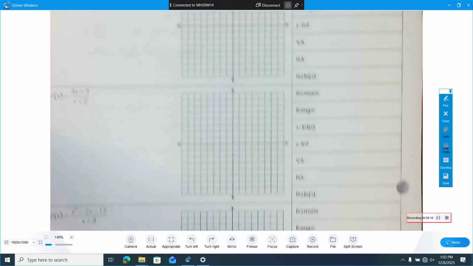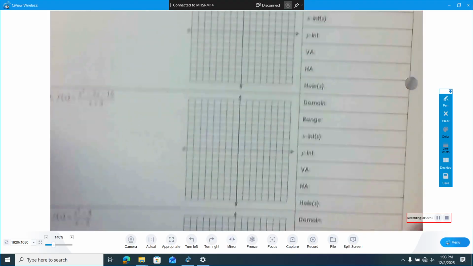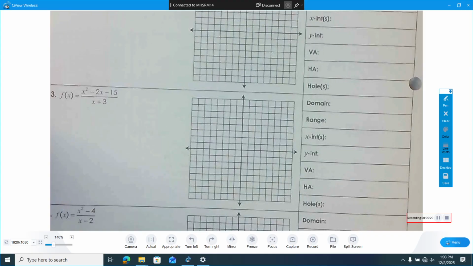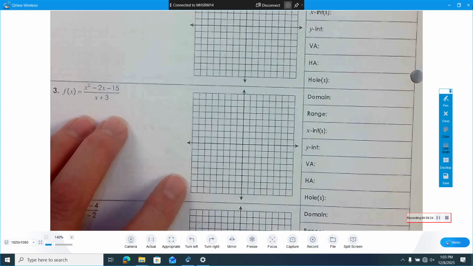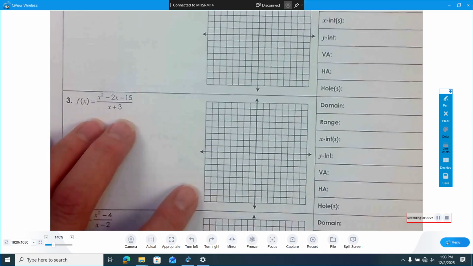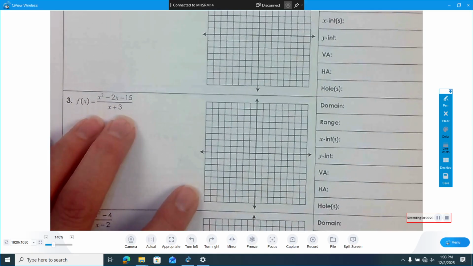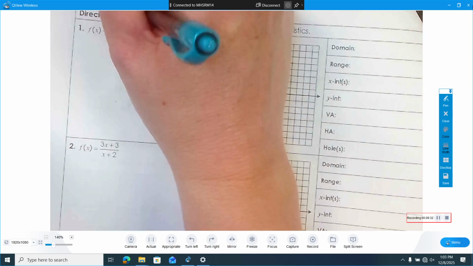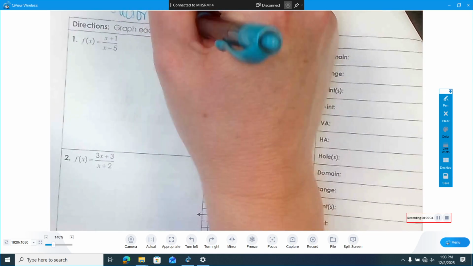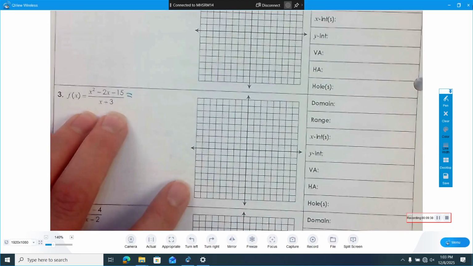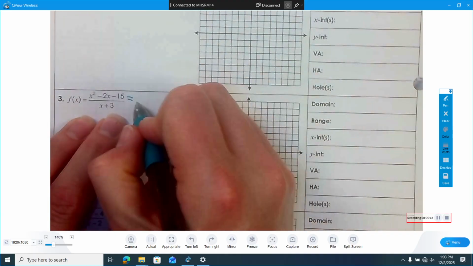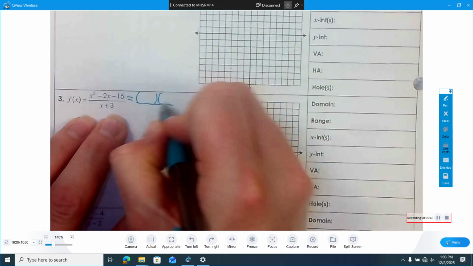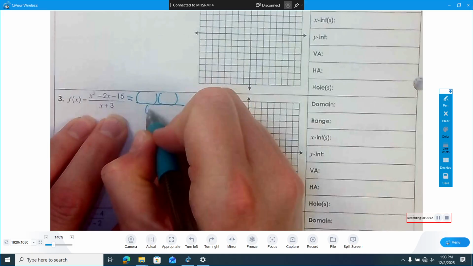I want to look at number 3 to start. So I want to start here with number 3 so that you can see lots of different things that are happening. Always, always, always, rule number 1 is factor first, if you can. Factor first, because I can see a ton of information when we're factored. Does the numerator factor? Yeah, it sure does.